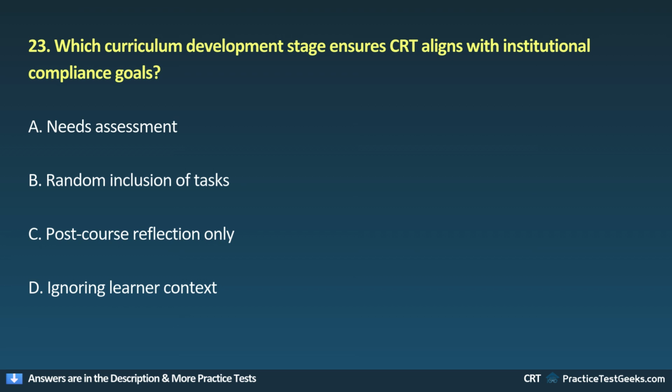23. Which curriculum development stage ensures CRT aligns with institutional compliance goals? A. Needs assessment. B. Random inclusion of tasks. C. Post-course reflection only. D. Ignoring learner context.